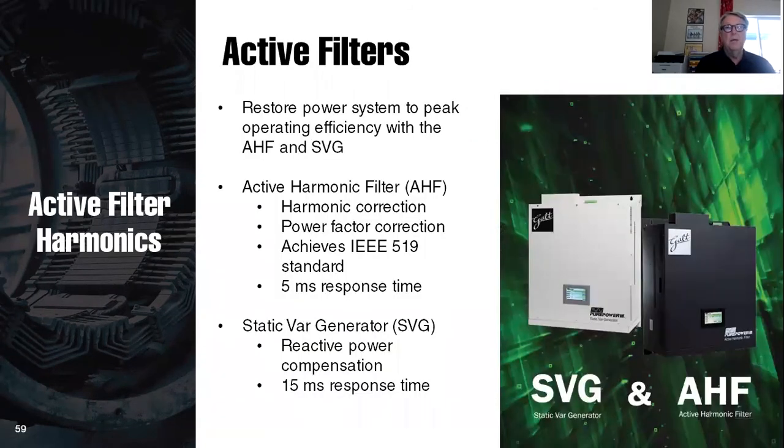And we're getting pretty close to the end here, a couple more minutes. Active filters restore power system to peak operating efficiency. They do harmonic correction, they do power factor correction, they achieve IEEE 519, and they have a 5-millisecond response time. So they're very fast and can respond to rapidly changing loads, like if you have welders on the system. An active harmonic filter also does a static var, but if you just want the static var, you can buy just that at about half the price of the full active harmonic filter.